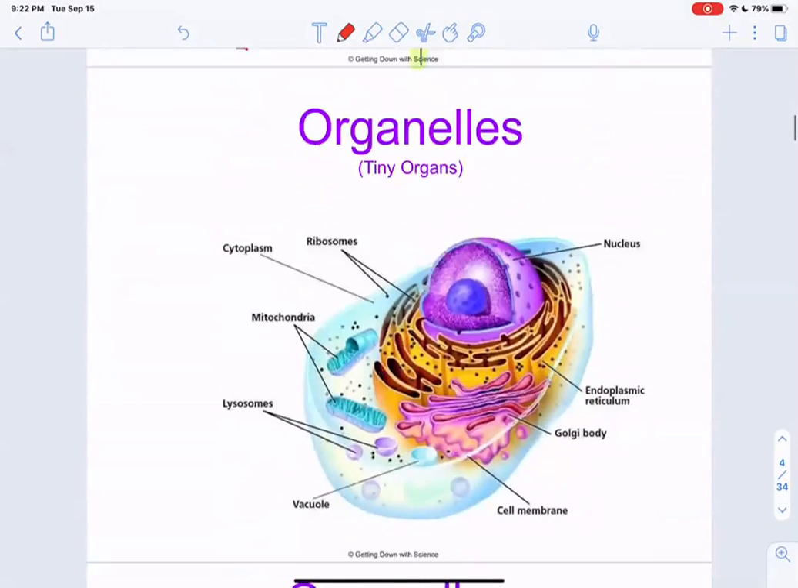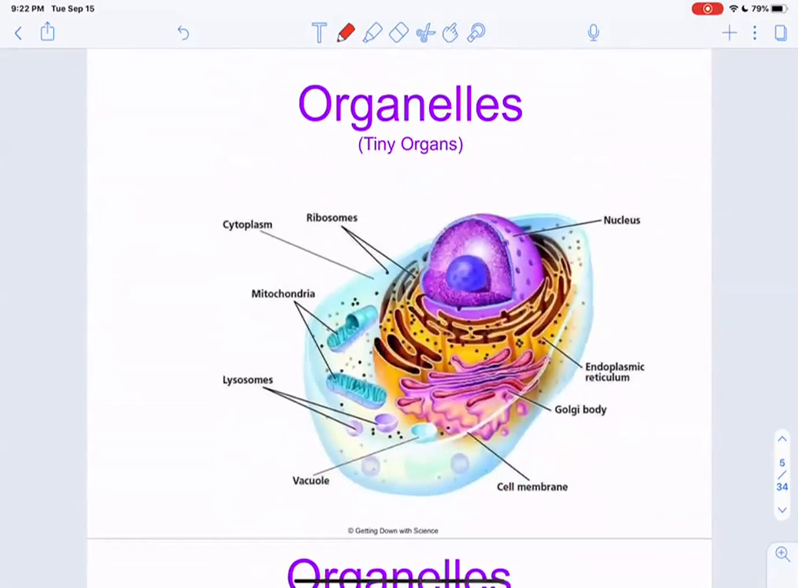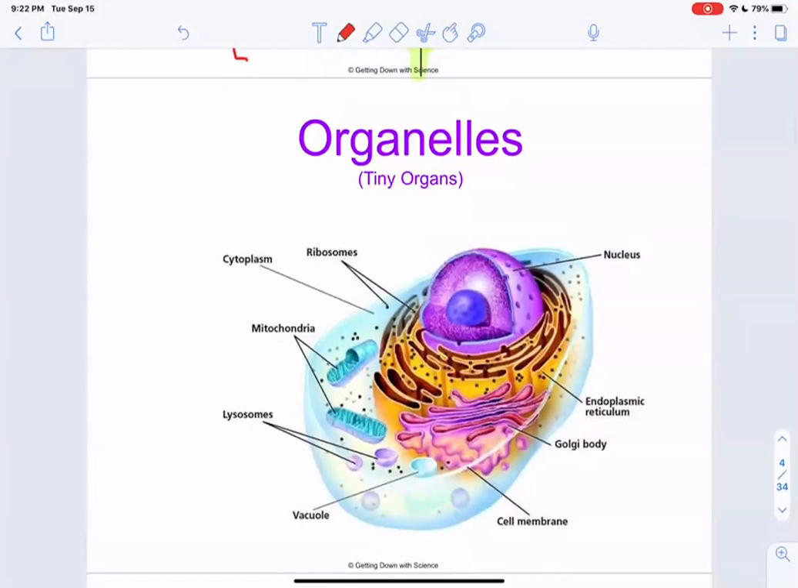And so now we're going to start talking about organelles. Organelles are just tiny little organs that exist inside our cells. This is going to be a lot of vocabulary. I'm just going to be frank with you. This is going to be a lot of vocabulary.